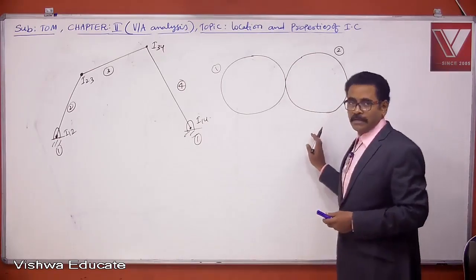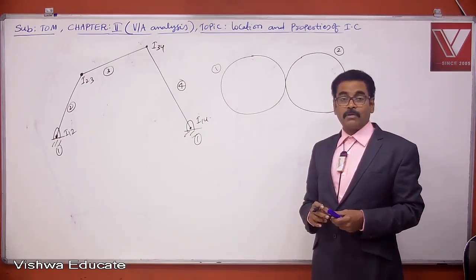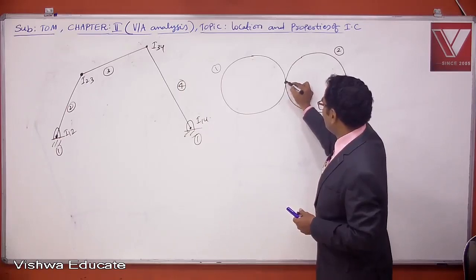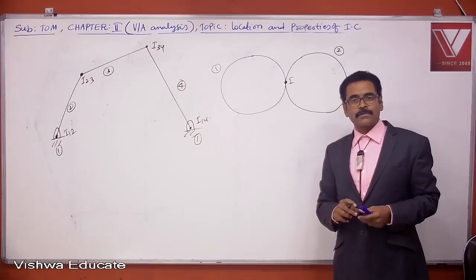Maybe these are two gears. Where does their IC lie? When two bodies are having pure rolling motion, their common IC lies at the point of contact. Here, IC lies. Previous IES question.